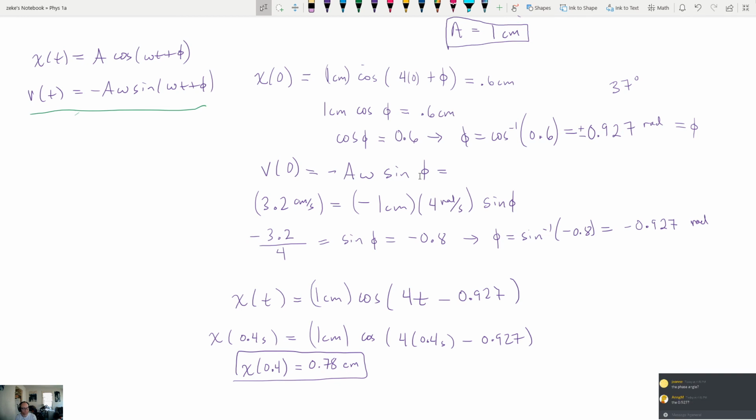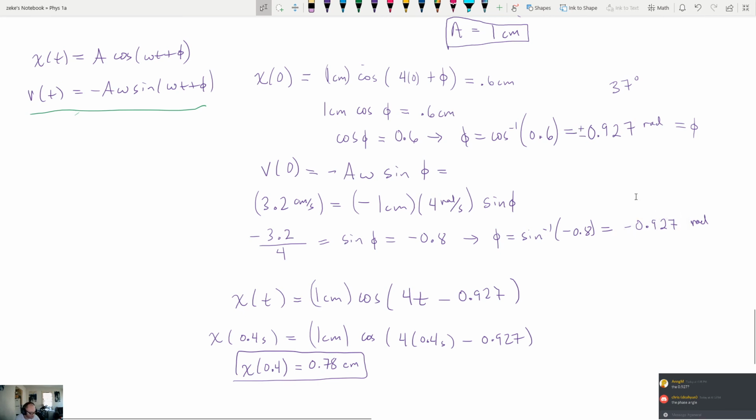The phase angle. That's exactly right. And the value would have been the same. The phase angle would have still been 0.927. But the difference is that this would have given us a positive answer, right? And so our correct answer would have been the positive solution, not the negative solution.